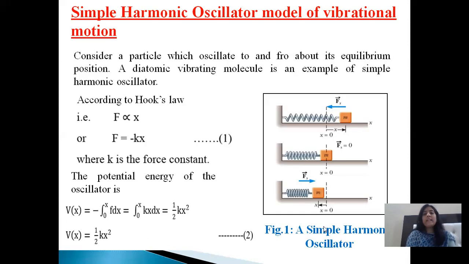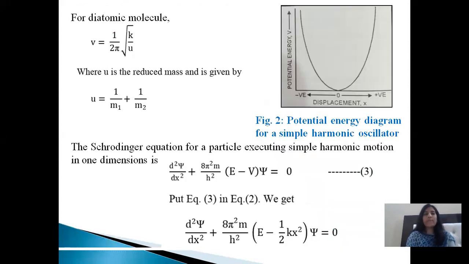Now, this diatomic molecule vibrates with a certain frequency, meaning how many times it vibrates in 1 second. That is called the vibrational frequency. For a diatomic molecule, the vibrational frequency is given by 1/2π times the square root of k/μ, where k is the force constant and μ is the reduced mass, given by 1/μ = 1/m1 + 1/m2, where m1 is the mass of one atom and m2 is the mass of the other atom. This is the plot of potential energy versus displacement for the simple harmonic oscillator.